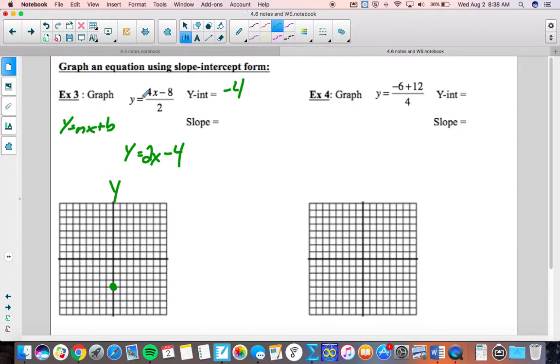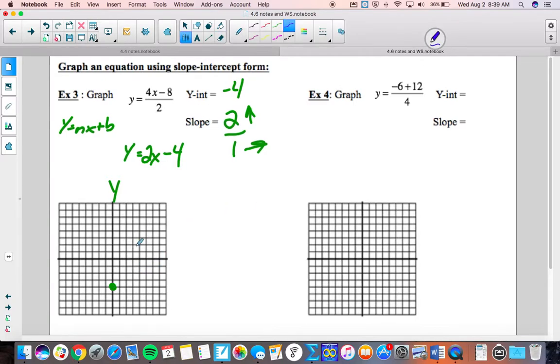And then from there we need to plot our slope. So our slope is 2, which is the same as 2 divided by 1. So up 2, right 1. Oops. Wow, that was funny. I accidentally put that dot on there. I didn't actually count it out. So from the y-intercept, up 2, right 1. Up 2, right 1. Keep on going.